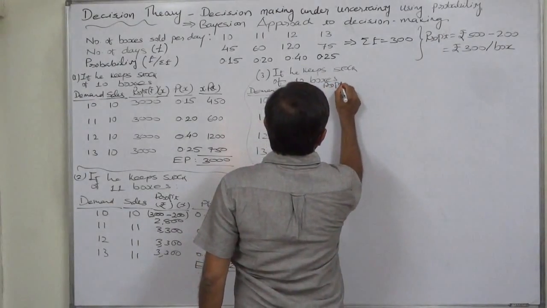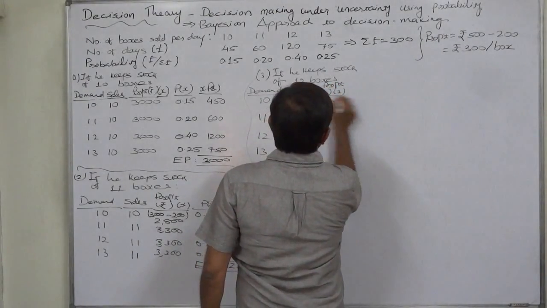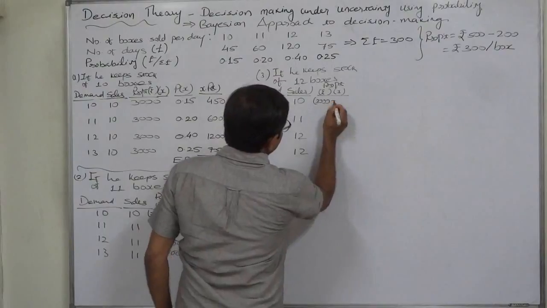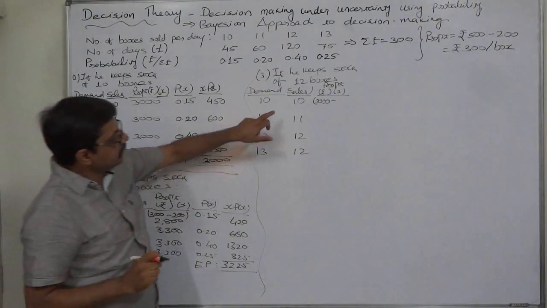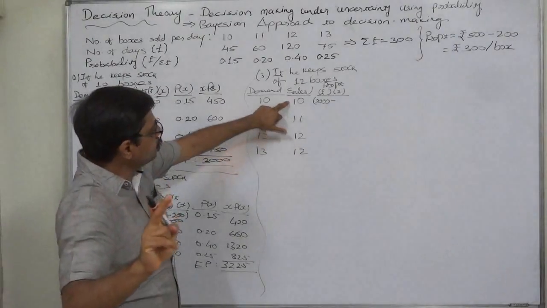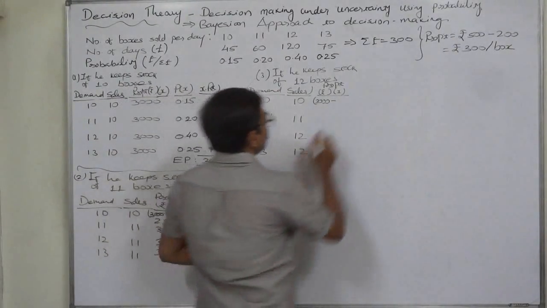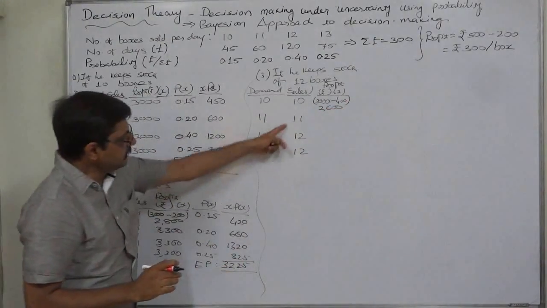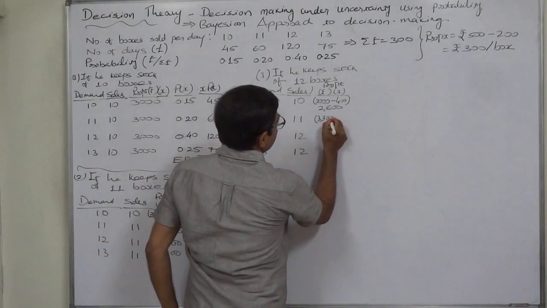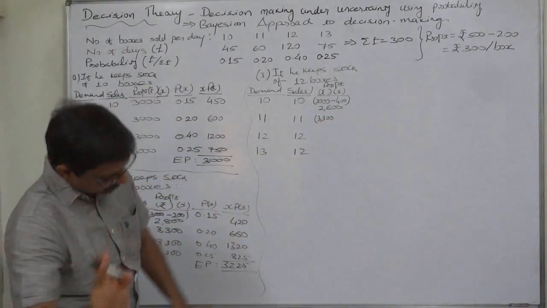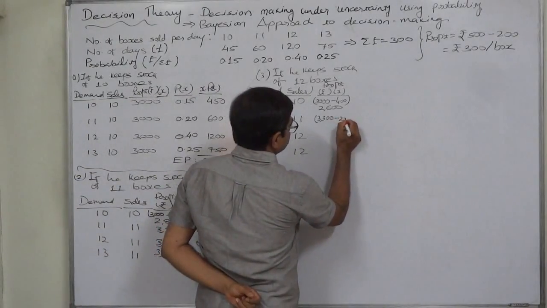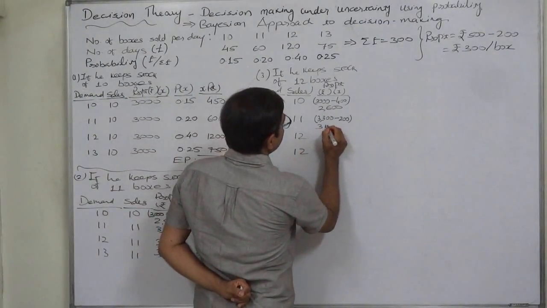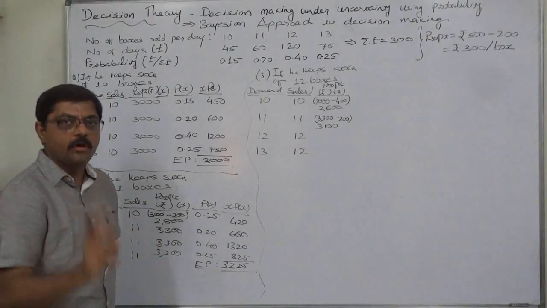Profit, yes, his profit will be 3000 on sale of 10 boxes, but he has to write off the loss on 2 unsold boxes. 2 into 200, that means 400. So his profit will be 2600. Similarly, in this case, his profit will be 3300. 11 boxes into 300 rupees. But he has one unsold box. The loss on the unsold box will be 200, so his profit will be 3100 after writing off the loss on the unsold box.